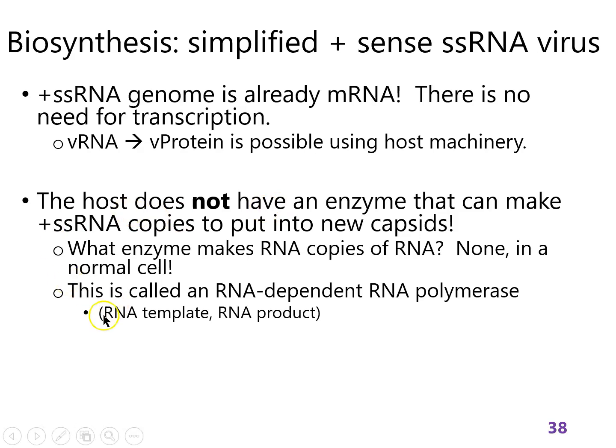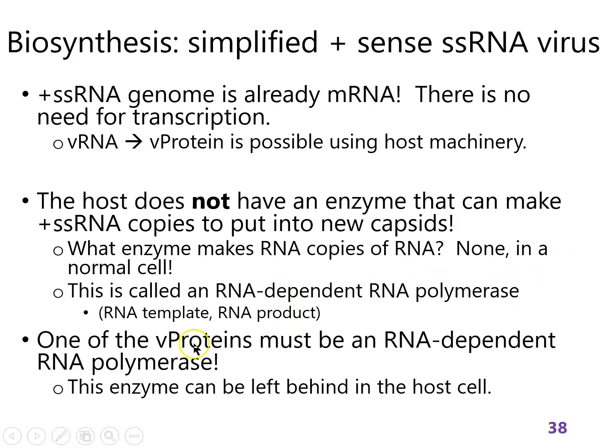So that means they have an RNA template, so they're RNA dependent, and they make an RNA product. So they're RNA polymerases. And we don't have one of these in our cells, so one of the viral proteins has to be an RNA-dependent RNA polymerase to allow these copies to be made. And this protein, this RNA-dependent RNA polymerase, as soon as the virion is made, it doesn't need that anymore, so it can leave that enzyme behind in the host cell.